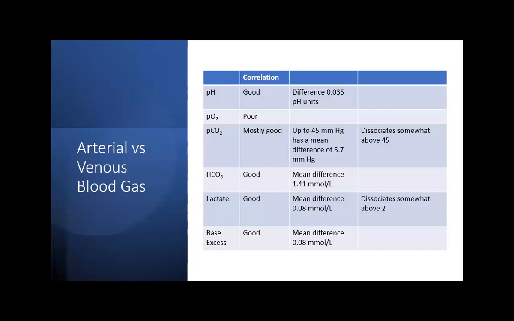Bicarb is basically the same. Lactate is basically the same. Base excess is basically the same. So from an arterial gas to a venous gas, you're going to get exactly the same readings, except for your PaO2, which is going to be lower in your venous gas. And as we have hopefully established now, there is limited value to PaO2 as an entity. Overall, you should just measure the saturation.